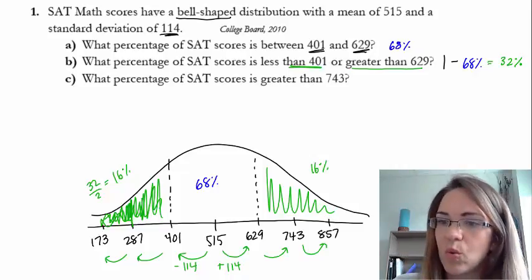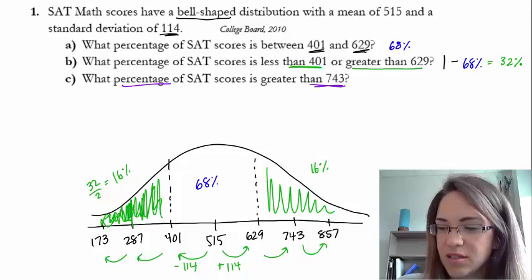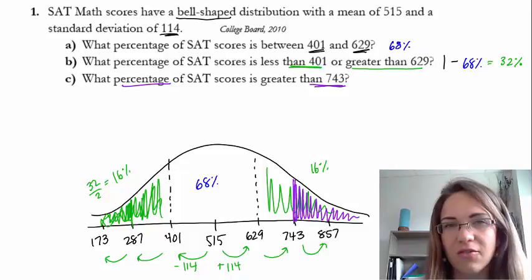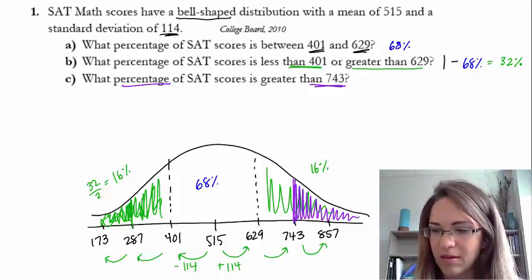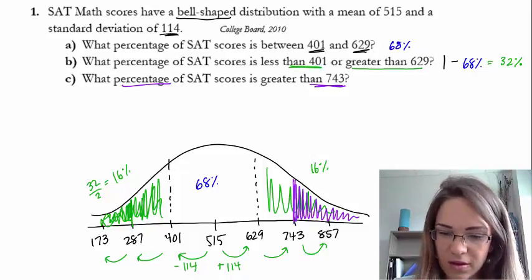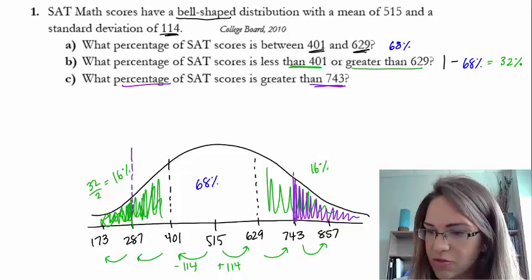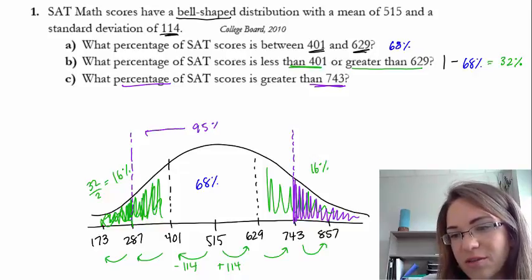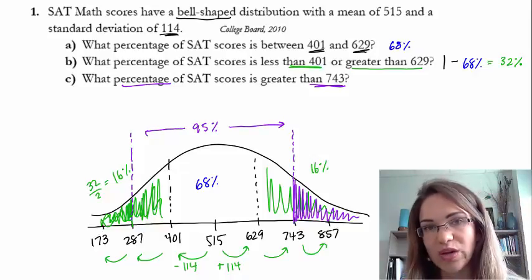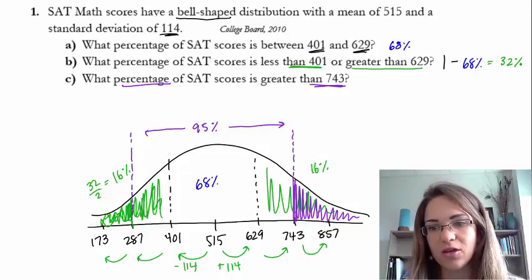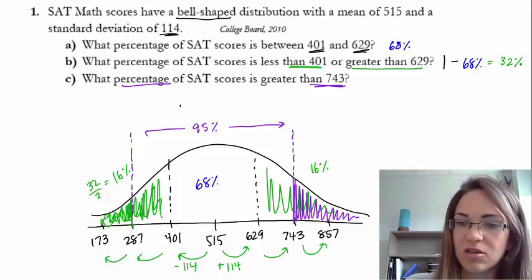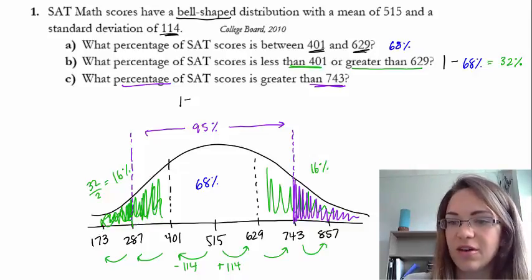The next question is, what percentage of scores is greater than 743? That's not 1 standard deviation away, but it is only one side of the curve. So let's see if we can find that probability, knowing what we know. 743 is 2 standard deviations from the mean. So from the empirical rule, we knew that 95% of the data was here between 287 and 743. So the leftover parts, the parts that are not between those 2 standard deviations, are 1 minus this 95%, which is 5%.